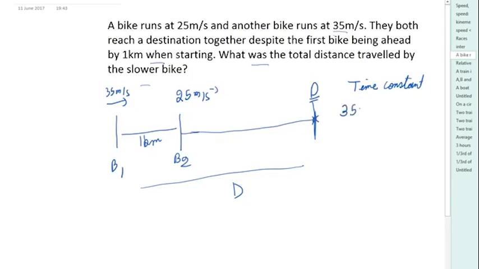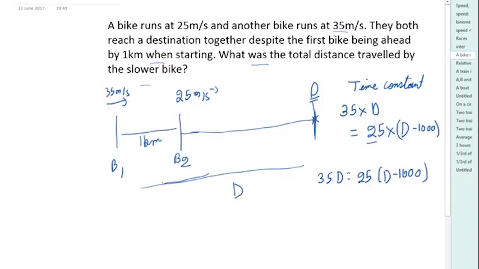So 35 into D will be equal to 25 into D minus 1, right? Sorry, D minus 1000, because you need to keep the unit the same. If the speed is in meters per second, we'll convert the 1 kilometer into meters. So D minus 1000. I have just assumed time constant, so speed into time will be constant. So 35 meters per second, if it travels D, then 25 meters per second travels D minus 1000. So we have 35D equal to 25 into D minus 1000. And using this, you can solve for D.